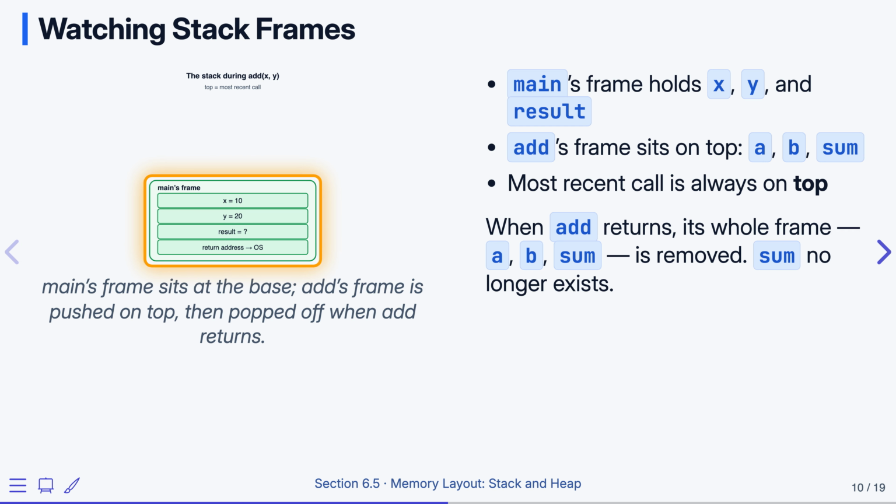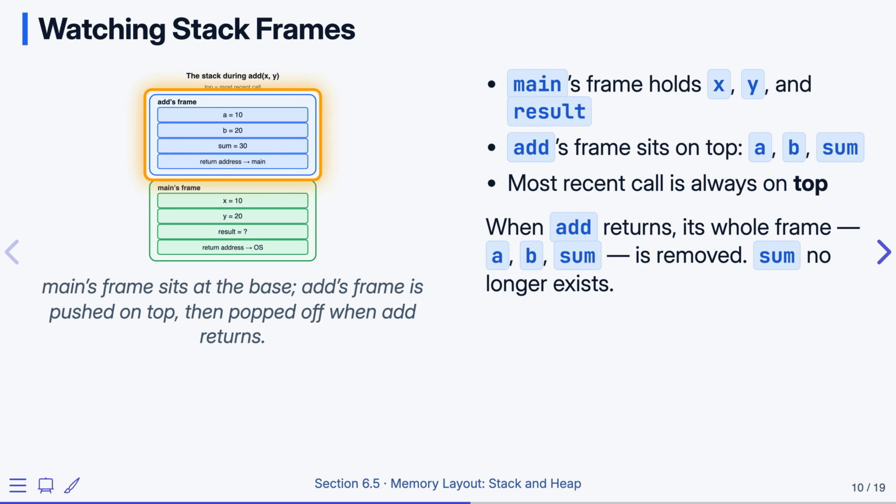When your program starts, main gets a stack frame. It holds x, y, and result, plus a return address. When main calls add, a new stack frame is pushed on top. It holds the parameters a and b, the local variable sum, and a return address back to main. The most recent call always sits on top. Main's frame waits underneath until add is done. When add returns, its whole frame is popped off. The variables a, b, and sum no longer exist. Their memory will be reused by the next call.